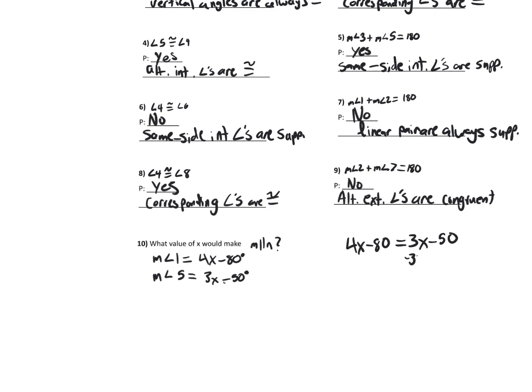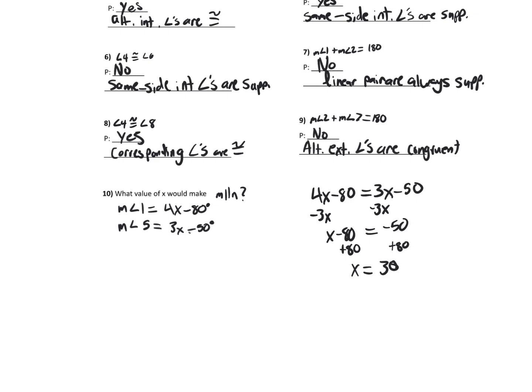Then we can just subtract 3x off of both sides to get x minus 80 equals negative 50, and then add 80 to both sides to get that x is 30. So if x is 30, those would be parallel. If x is anything else, not parallel.